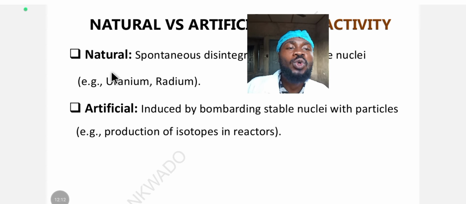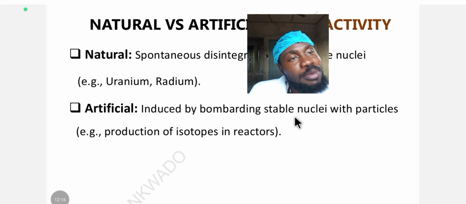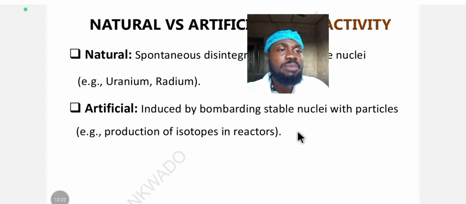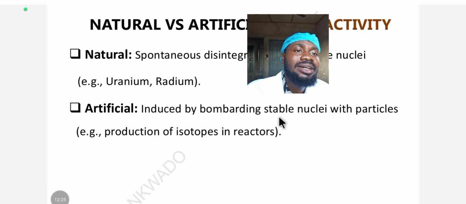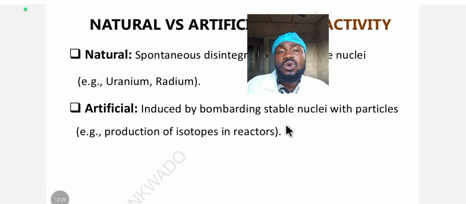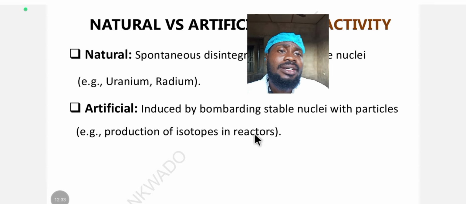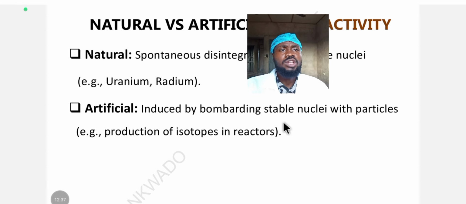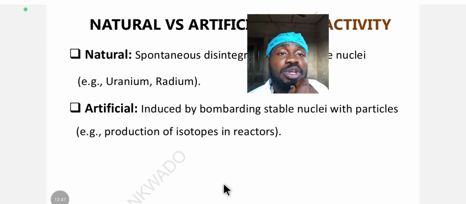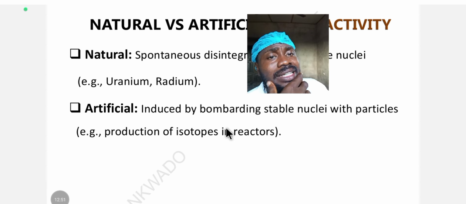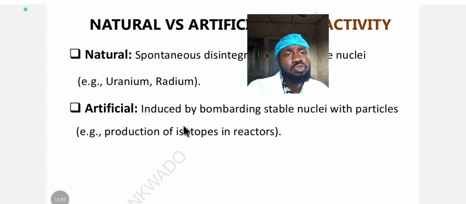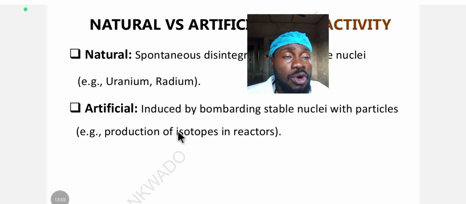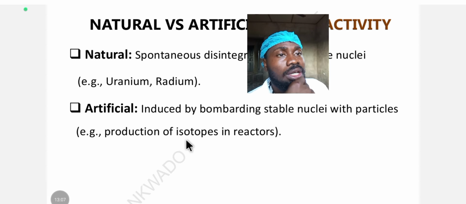But there are those elements whose nuclei are stable, they are not unstable. So men started bombarding the stable nuclei with what? Particles. Particles like helium, for example, can be bombarded on some stable nuclei, and it is going to what? Disintegrate. Nuclear fission is going to occur. That's the difference between natural and artificial radiation. The artificial radiation, for example, includes production of isotopes in reactors. Nuclear reactors, production of different isotopes. And how do these isotopes form? They are formed from nuclear fission. That's the splitting of a heavy nucleus. We are going to look at all those in no time.